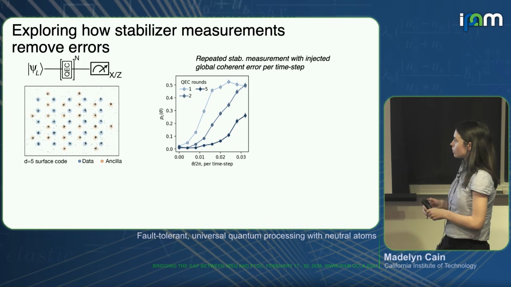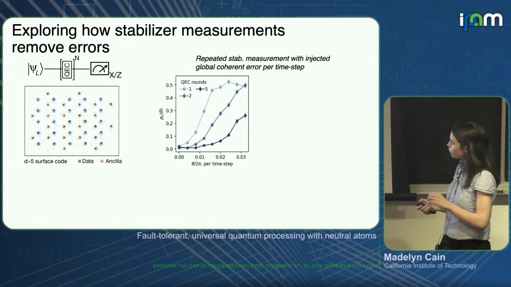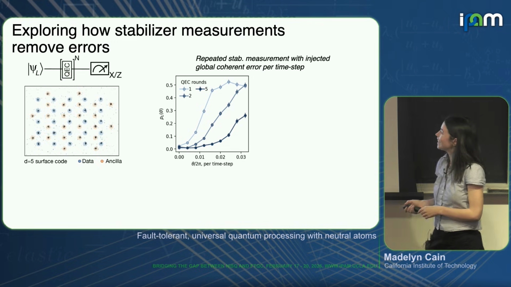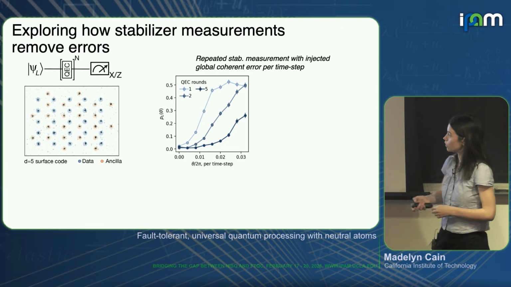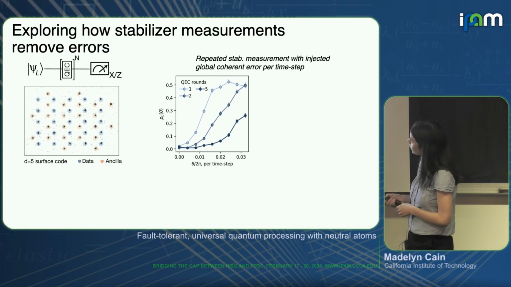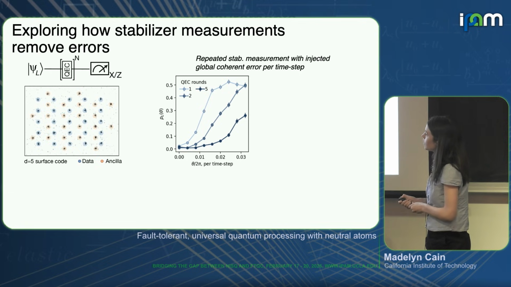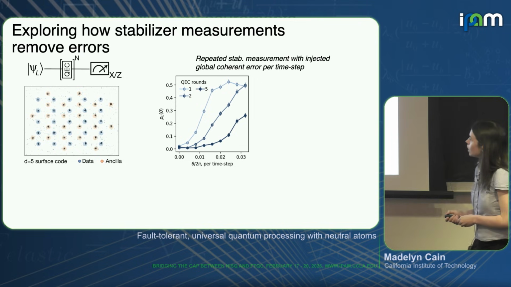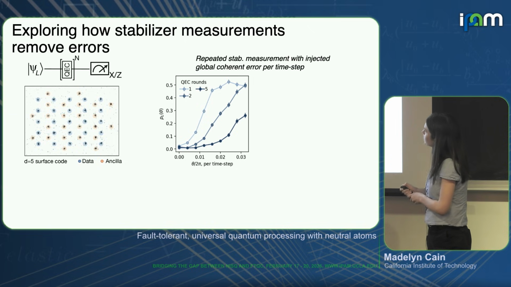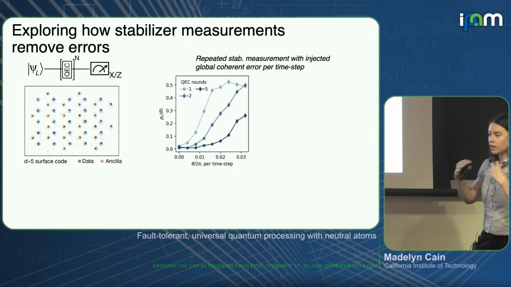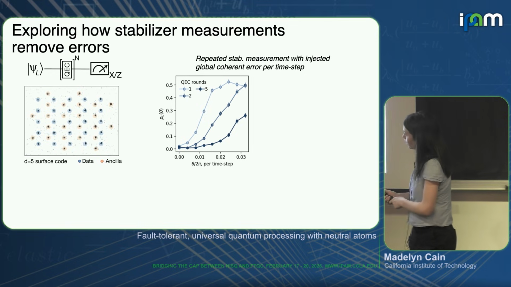All right, so the first kind of test that we do in this system with repeated stabilizer measurement is we measure the stabilizers in our system for a given number of rounds. In between rounds, we inject errors artificially by applying single qubit gates with a global angle theta. Here I plot the resulting logical error rate as a function of these injected errors. What we see is that as you do more and more stabilizer measurement rounds between these injected errors, you actually suppress the logical error rate.